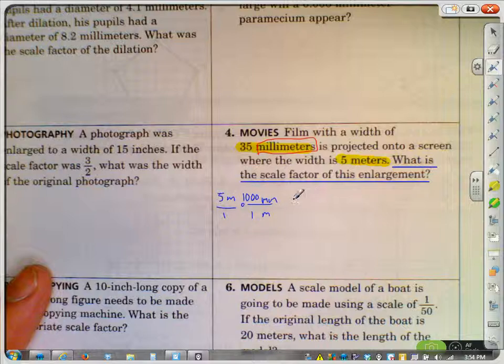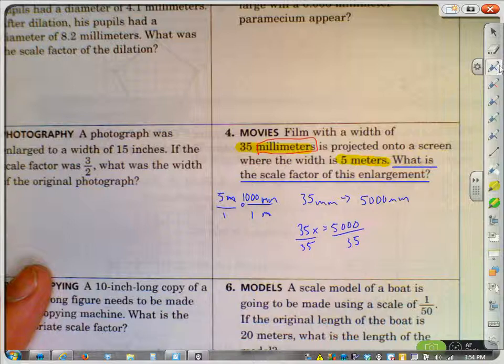So it went from 35 millimeters, the width, to 5,000. Because our meters cancel, we have millimeters left. Well, how did we get there? How did we get from 35 to 5,000? We must have multiplied by something greater than 1. So I can say, well, 35 times x, there you go, 35x. 35 times what number equals 5,000? What do we have to do? We get x by itself. So divide by 35 on both sides.